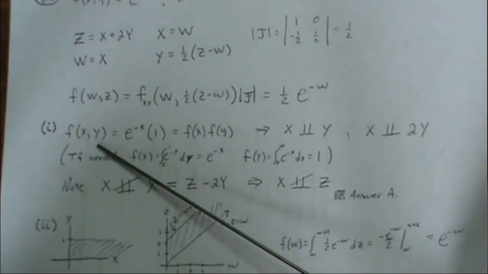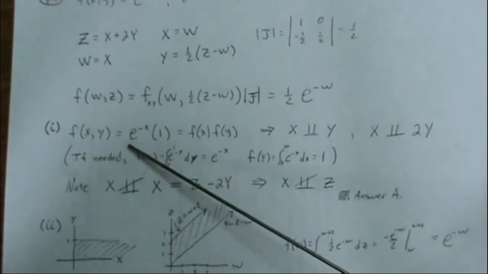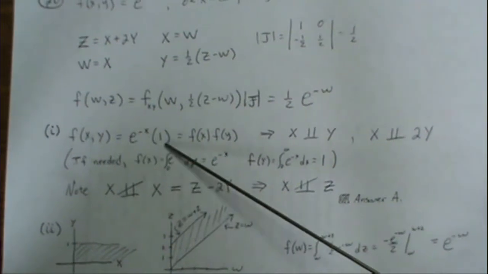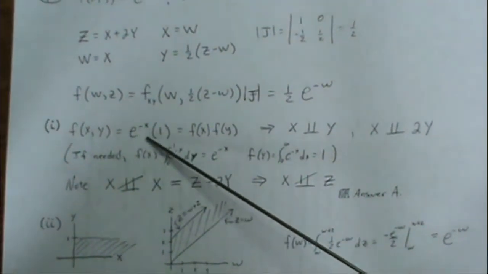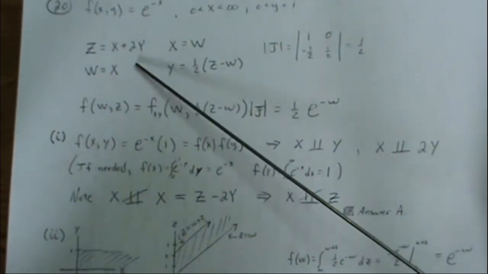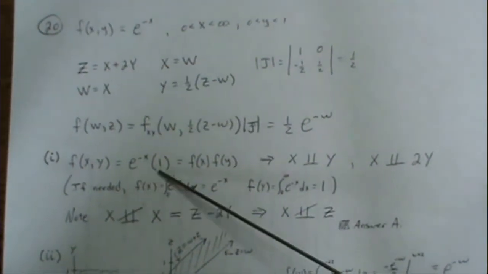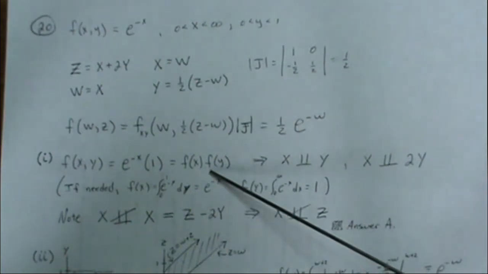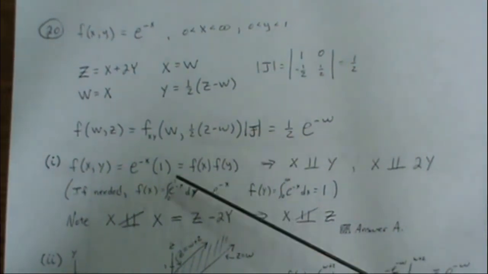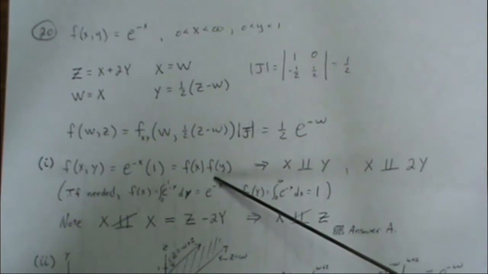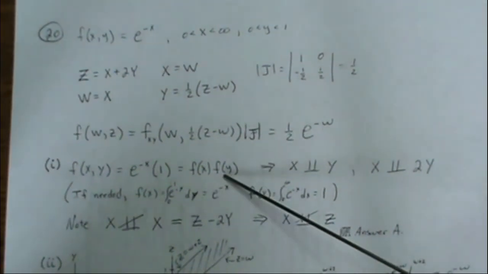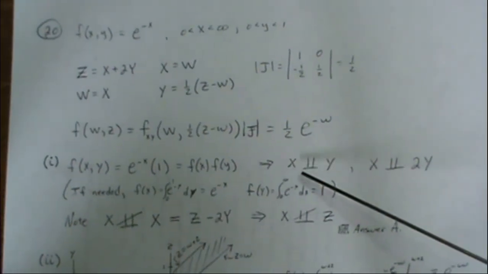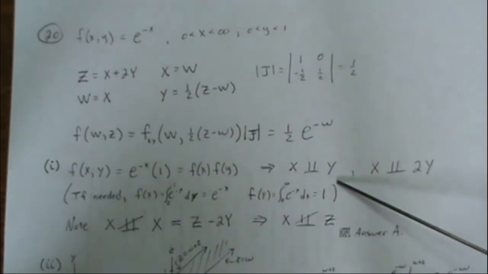So if you look at the joint density, and x is from 0 to infinity and y is from 0 to 1, you can take the joint density, which is here, and if we multiply it by 1, that looks like the product of 2 marginals, and it is. And since the joint distribution can be broken up into the product of their marginals, that's the statistical definition of independent. So x and y are independent.